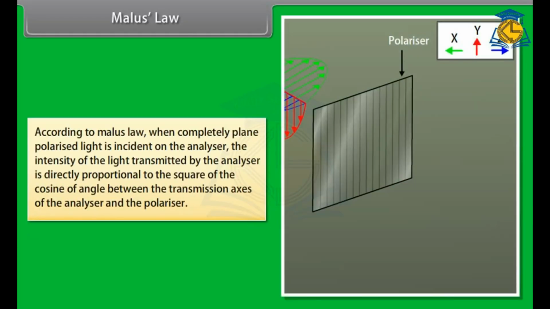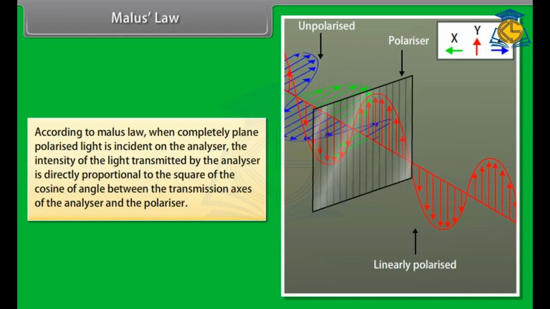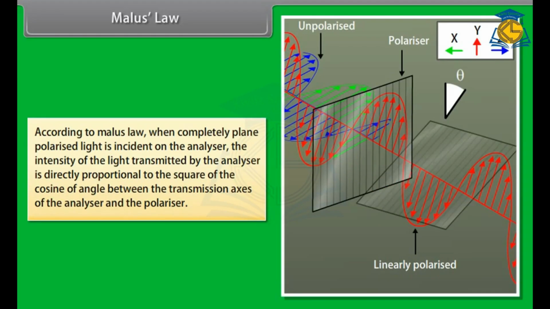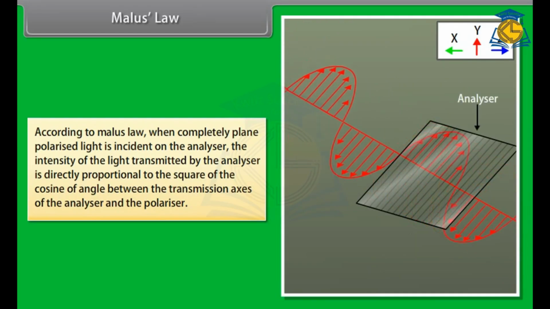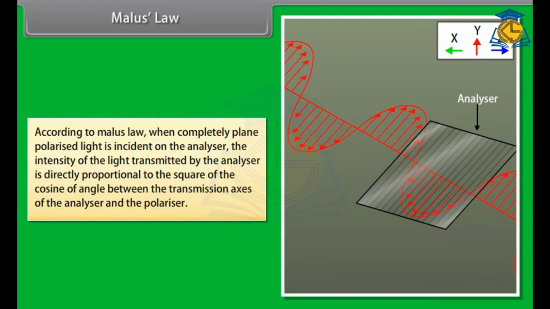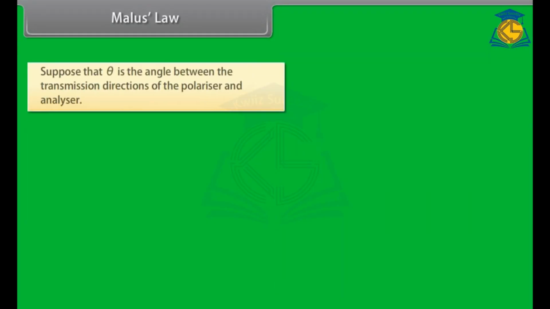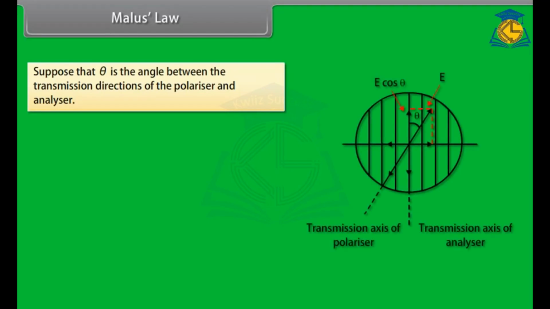Malus law. According to Malus law, when completely plane polarized light is incident on the analyzer, the intensity of the light transmitted by the analyzer is directly proportional to the square of the cosine of the angle between the transmission axes of the analyzer and the polarizer. Suppose that theta is the angle between the transmission directions of the polarizer and analyzer.